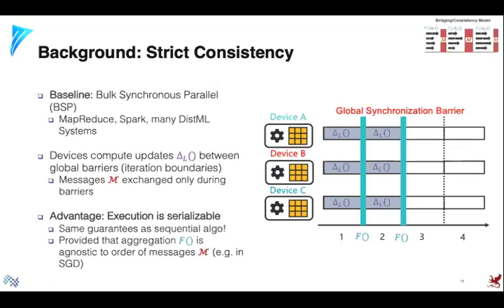BSP has all the good properties that you'd expect from running SGD on a single machine. Execution is going to be serializable under some fairly common assumptions, like the aggregation F being agnostic to the order in which the delta messages arrive. That's true for distributed SGD because it doesn't matter whether you add the first sample to the 10th sample; whatever order you add the samples in doesn't matter for the final aggregation.